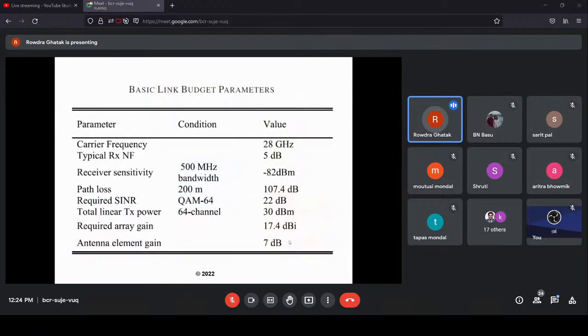A link budget, some typical values for a 64 QAM system is provided here for 28 gigahertz. It mentions the distance at which the path loss provides the receiver sensitivity, the array gain, if you're connecting it to the transmit antenna array. So with this information, you have to look into the circuit design for the individual segments. Those who are making the antenna should cater to this information.